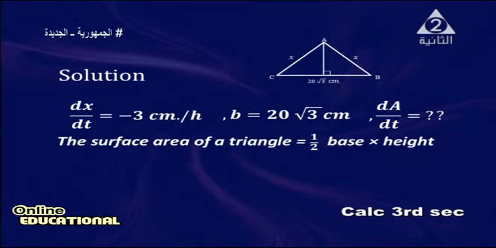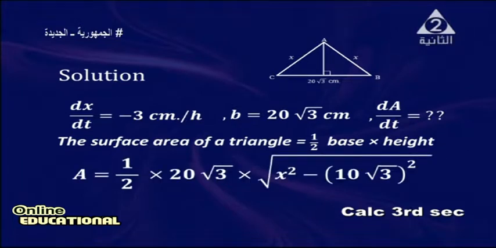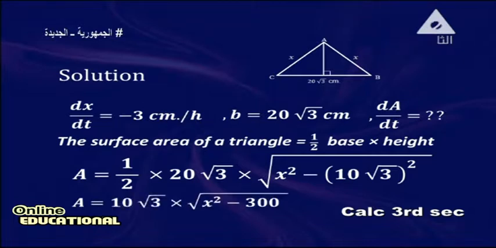We know that the surface area of any triangle equals half base times height. Then the area equals half times the length of its base, which is a constant number equal to 20 root 3, multiplied by the height. The height equals the square root of x squared minus (10 root 3) squared, from the Pythagorean theorem. Then A equals 10 root 3 multiplied by the square root of x squared minus 300.